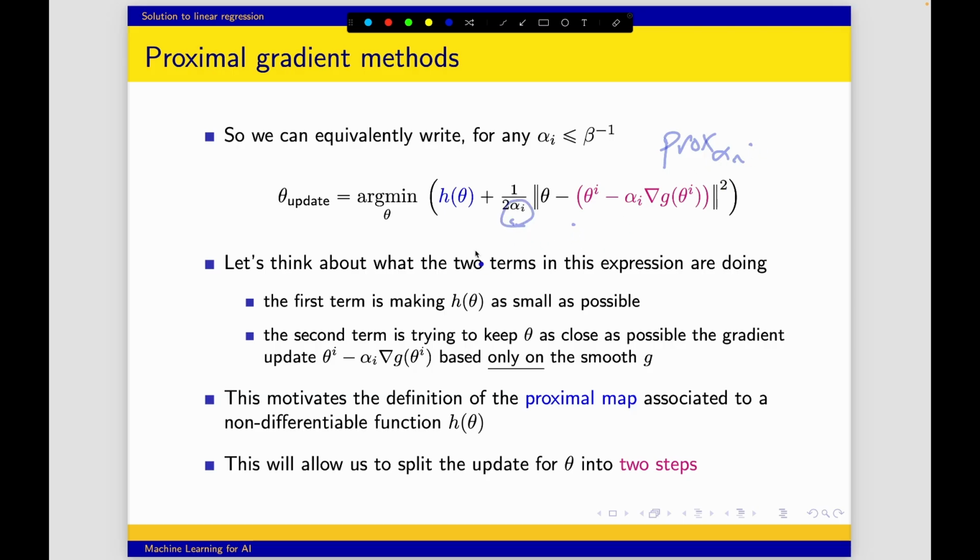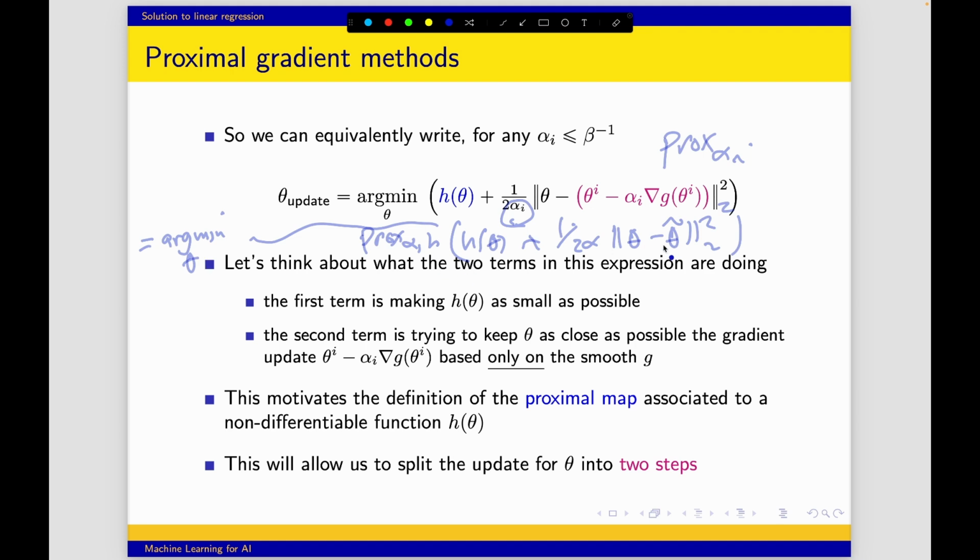Because we defined it as h of theta plus 1 over 2 alpha norm of theta minus theta tilde squared, and it's the 2 norm. It's the 2 norm here as well. So that's how we're defining prox of alpha h. So if we compare this to this, this is prox, it's argmin of this. Let me put this out here. Prox equals argmin of this over theta.